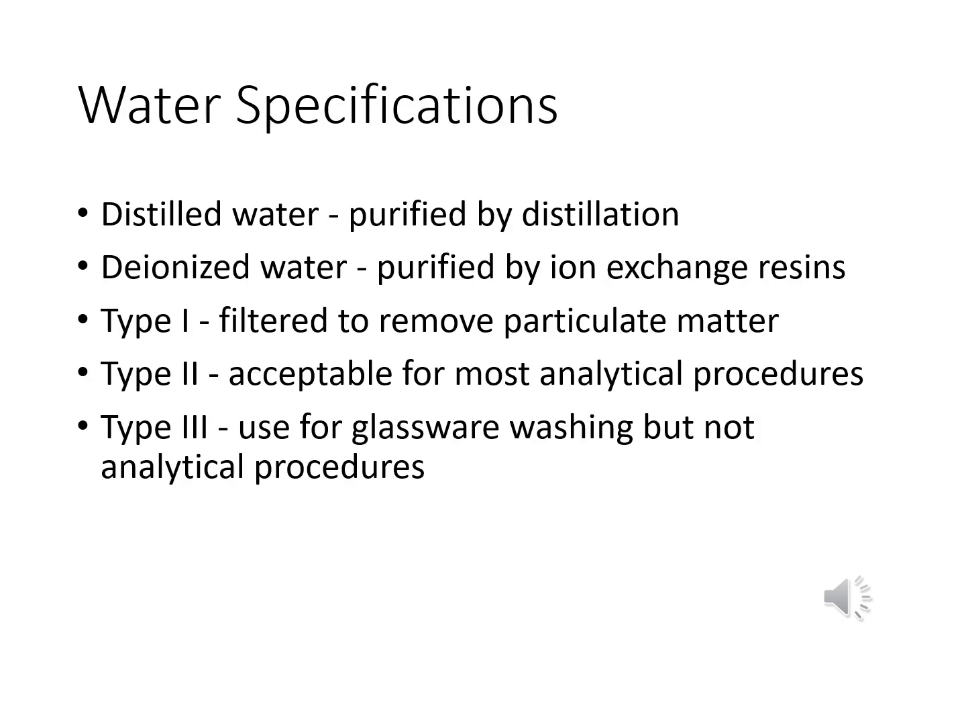Water specifications. There are different types of water that we use within the clinical lab. We have distilled water that is purified by distillation. Then we have deionized water, and that is purified by ion exchange resins. And then we have type 1, 2, and 3. Type 1 is filtered, and that helps to remove particulate matter. Type 2 is acceptable for most analytical procedures. This is the one you're going to hear about besides distilled and deionized. And then we have type 3, and this is used for glassware washing, but we don't use it for analytical procedures.